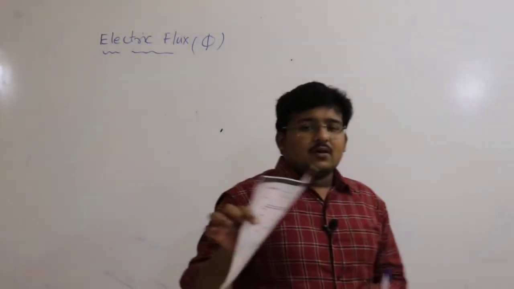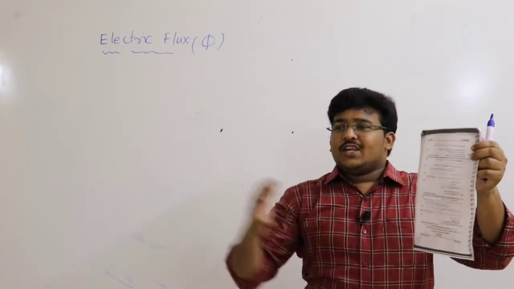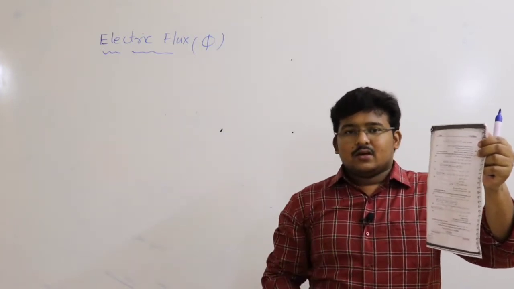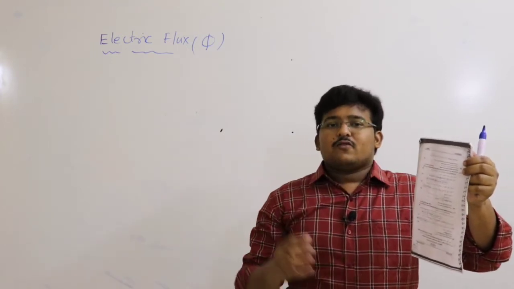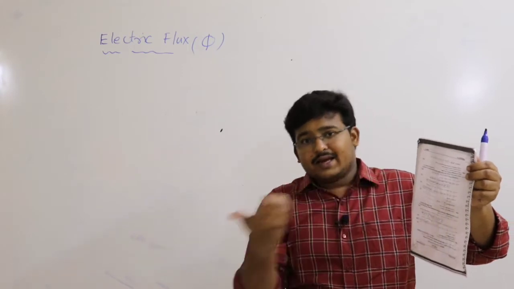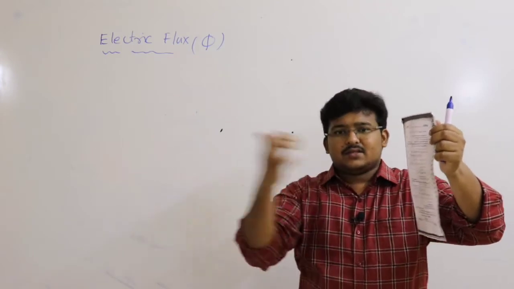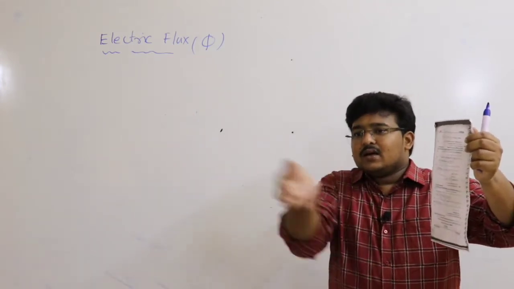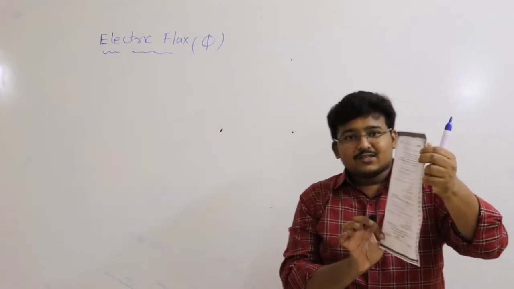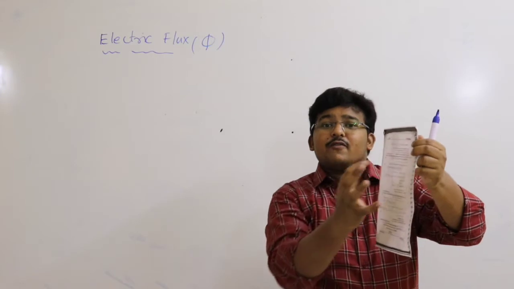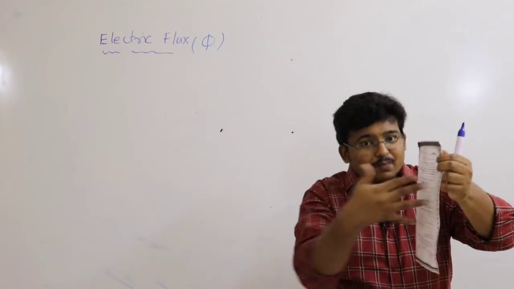Take a plain surface, a sheet of paper. Now, if I have some electric field lines, you know that field lines start from the positive charge and end at the negative charge. Now some field lines are passing like this. Sir, what is flux? Flux means the number of lines crossing this plane normally.